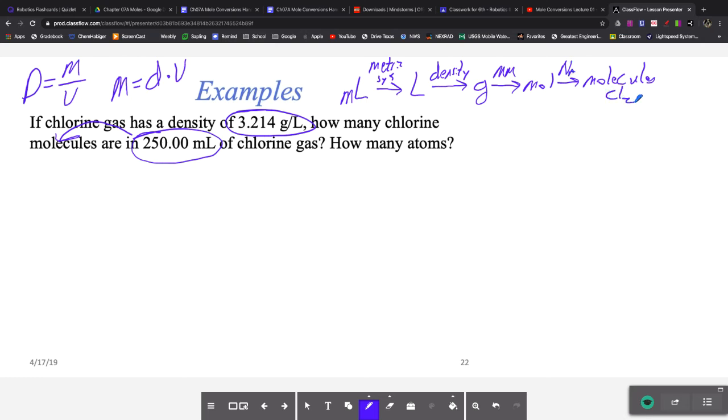Remember, chlorine is diatomic, right? So chlorine is Cl2. Chlorine atoms is just Cl. So we got to find the molecules, and then we got to figure out how many chlorine atoms are in those molecules. Well, that's basically how many atoms of this element are in this molecule of a compound. It's the same principle. We're going to use the subscript to do that.